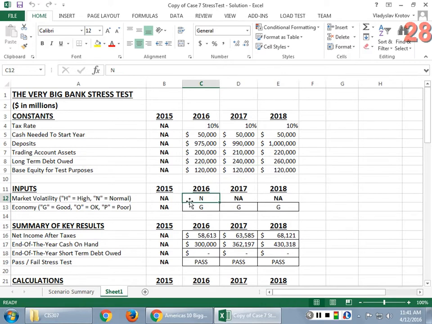Okay, now inputs. Those are the main parameters that you're going to change to see whether your bank will withstand a particular stress. The first input is market volatility. By market volatility here we mean changes in the stock market. Right now, the stock market is growing relatively stably. There's stability in growth. But sometimes markets behave crazy. They go up and down all the time. I'm talking about the Dow Jones. Okay, let me show you exactly what I'm talking about.